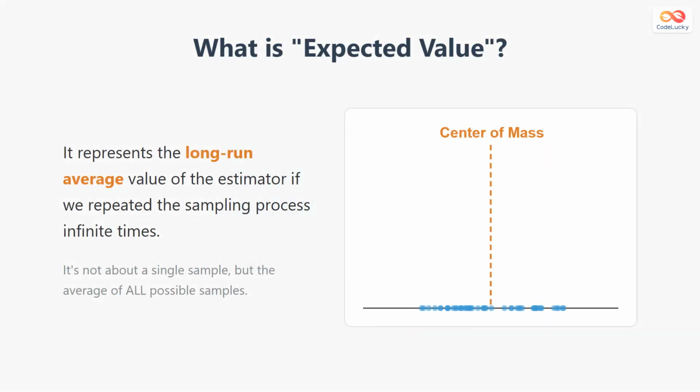So, what do we mean by expected value? It represents the long-run average. It does not mean that every single estimate will be correct. In fact, a single estimate is almost never exactly correct. However, expected value tells us that the process itself is trustworthy. It is the average result of the estimator if we were to repeat the sampling process an infinite number of times.